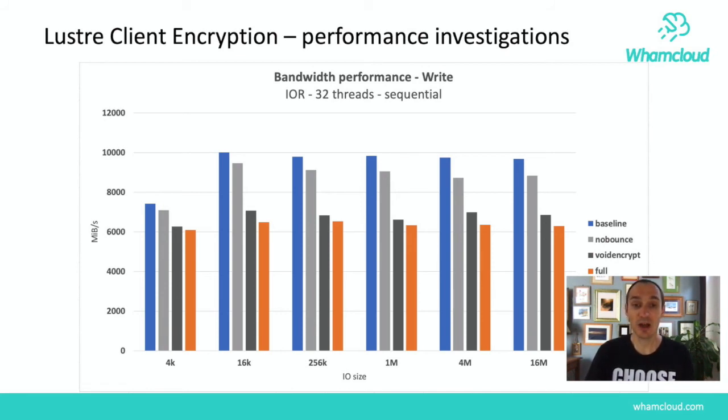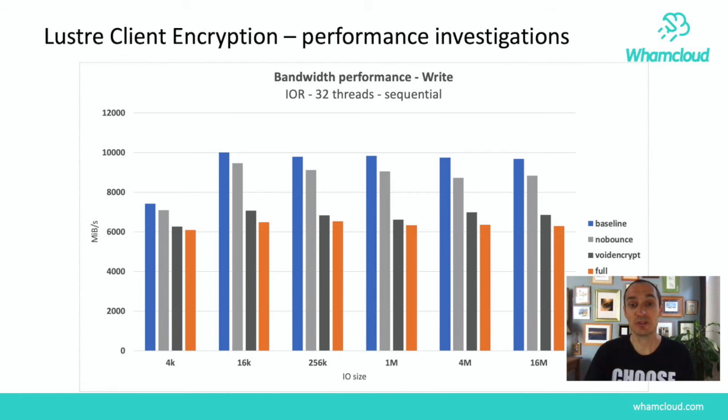Remember that Lustre normally uses bounce pages because the pages in the page cache must keep clear text data. So by using in-place encryption, we save bounce page allocation. Actually, it breaks encryption-decryption capabilities, but IOR does not care.